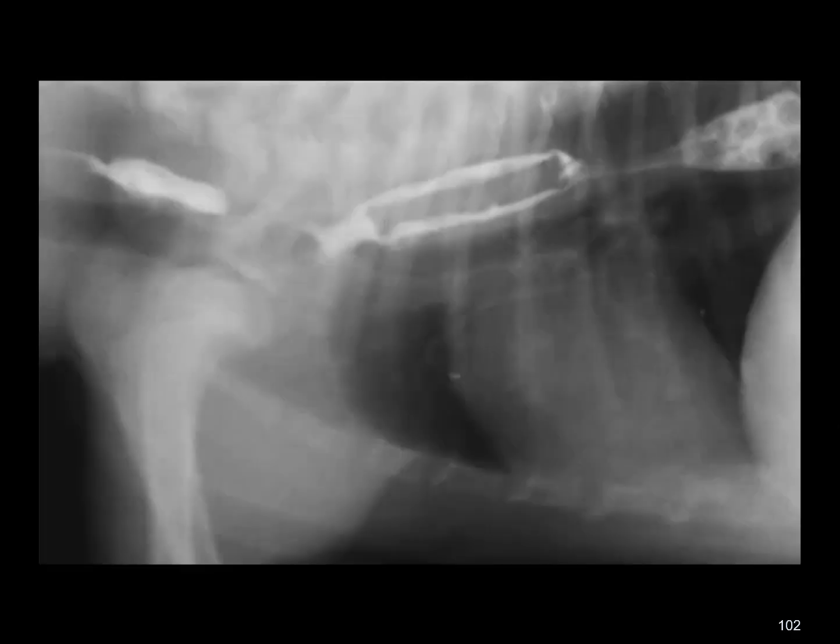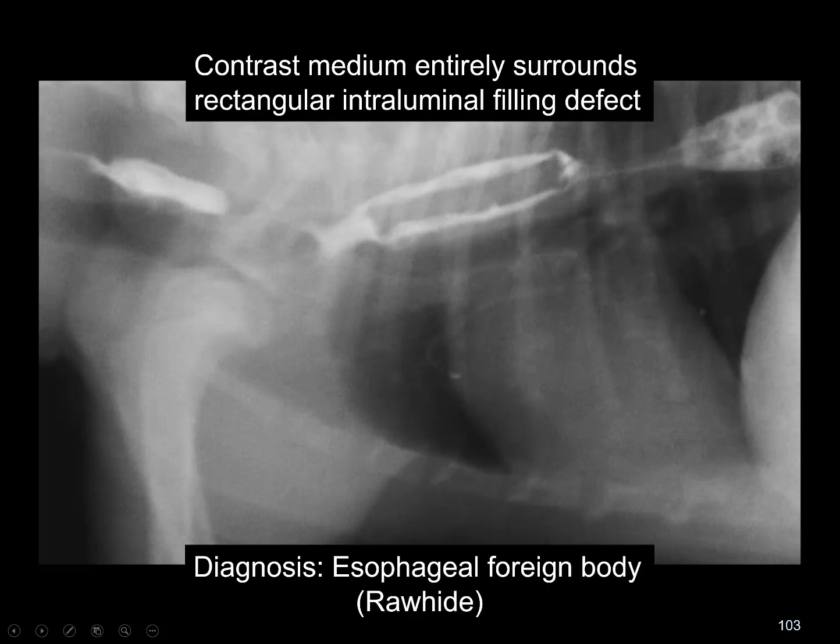So here's a case of a dog who has an esophageal foreign object. We've given contrast medium. You can see there's this nice rectangular filling defect in the midst of the esophagus. The contrast medium is going all the way around it, so this is a partial obstruction. There's some other material further down. I'm not sure, there's maybe gas bubbles, but there's enough of them that I wonder if there's some kibble or other objects down there. And this was a rawhide foreign object that we used endoscopy to get out.